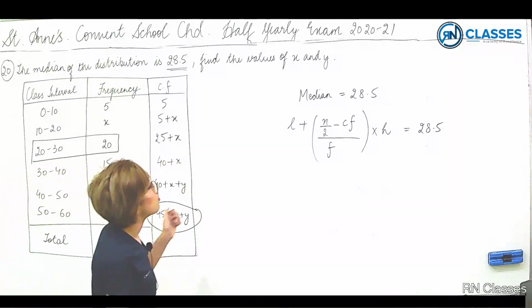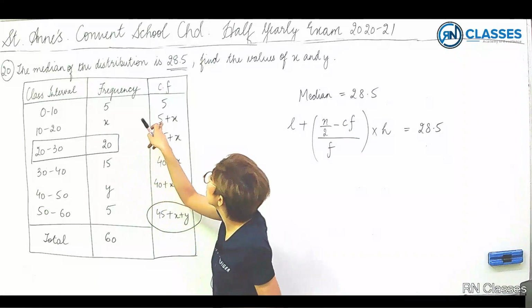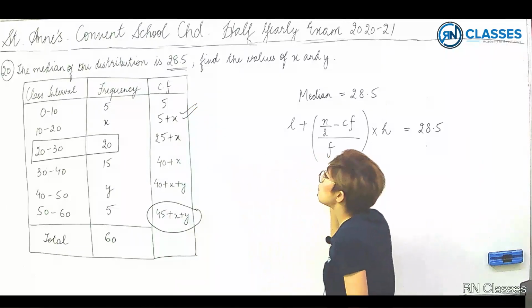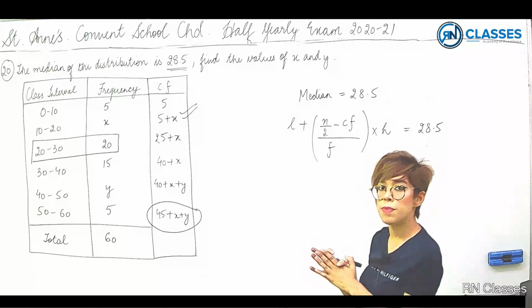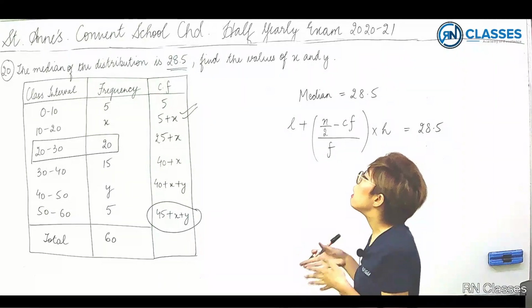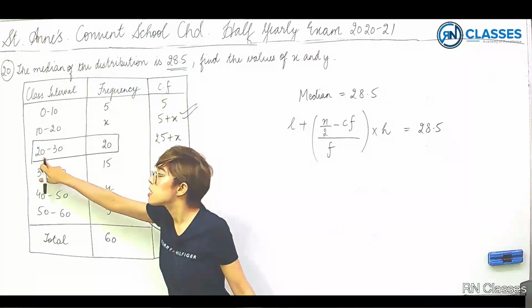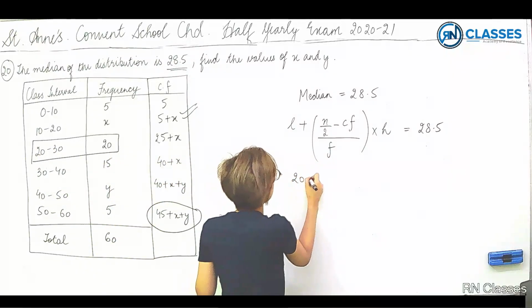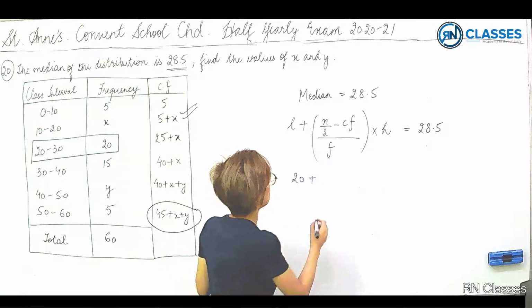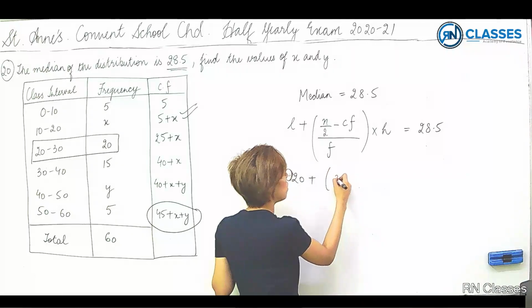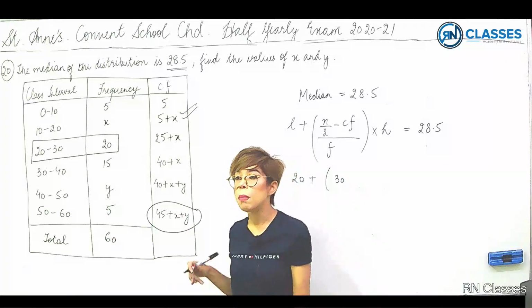Let's see. Basically I know the cumulative frequency of the class preceding it. Median class preceding it is this one. Then frequency of the median class, done. Class size, done. So let's put in the values. Probably I'll be getting a relationship between x and y. Let's see what happens. So L, that is lower limit, that is 20, plus n by 2. So n is 60, so n by 2, that is 30. I can write 30 directly, but you will need to write one more step, because it's the 4-mark question.